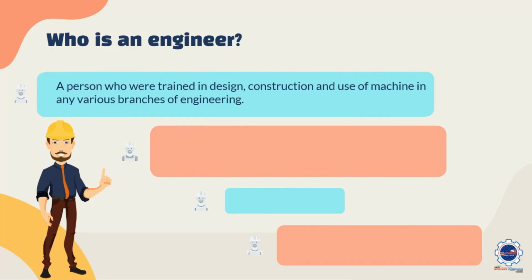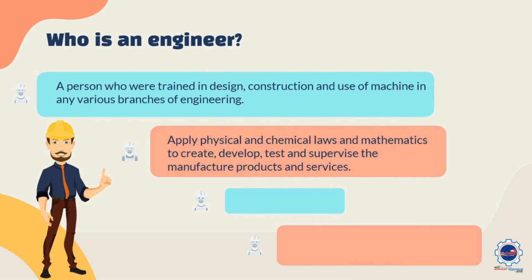Engineer. So who is an engineer? What does an engineer do? I'm sure that many of you here want to be an engineer. An engineer is a person who is trained in design, construction, and use of machines in various branches of engineering. An engineer will also apply physical and chemical laws and mathematics to create, develop, test, and supervise manufactured products and services. Okay, so an engineer is what we call a problem solver.